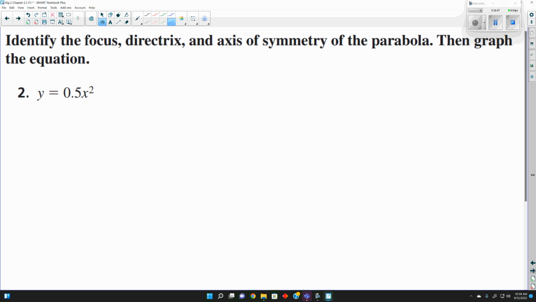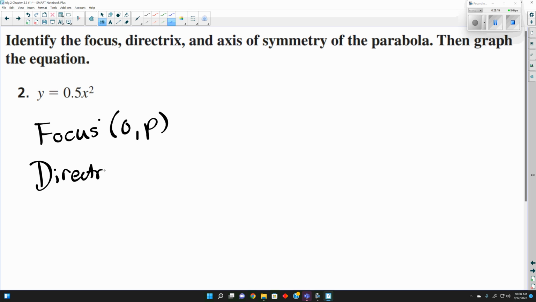So here's a fraction. Y is equal to 0.5 x squared. It's already in the right form, and this time instead of y being squared, we have x squared. So looking back to the general form, the focus this time is the point 0, comma, p. Our directrix is the equation y is equal to negative p. And our axis of symmetry is x is equal to 0.